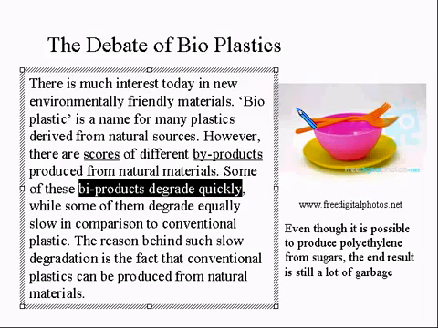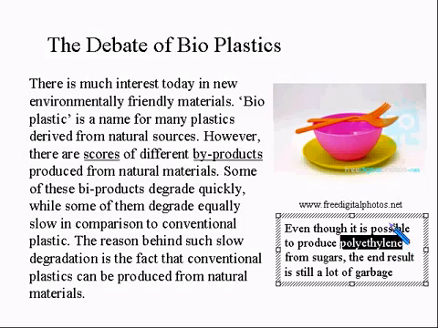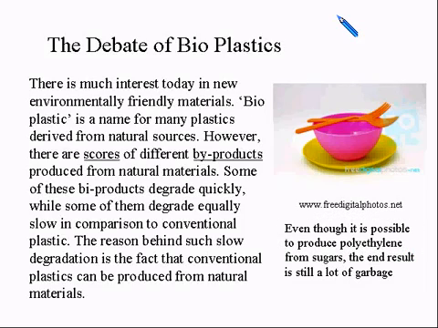So if, let's say, these were bioplastic from potato starch, they would disappear in maybe a year if you put it under the ground. But if it's polyethylene like this, it will not degrade quickly because it's conventional plastic that just happens to be made from natural materials. So here it says, even though it is possible to produce polyethylene from sugars, the end result is still a lot of garbage. So even though we're taking sugar and making these plastic forks and bowl and plate, they won't disappear quickly. So the problem is still there.